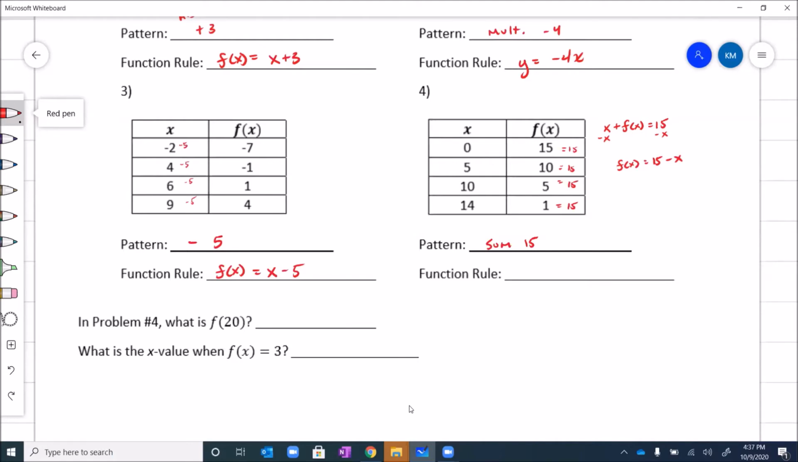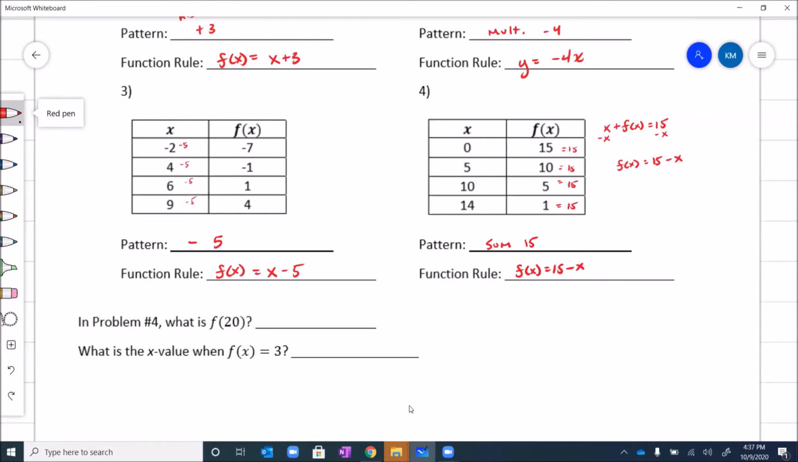Does that work? Yes. If I plug it in, 1 equals 15 minus 14. It works for this one. 5 equals 15 minus 10. 10 equals 15 minus 5. 15 equals 15 minus 0. Finding that pattern really helped us write this equation, even though it wasn't as simple as the first three. So make sure you're looking at that thought process and trying to be creative with it.